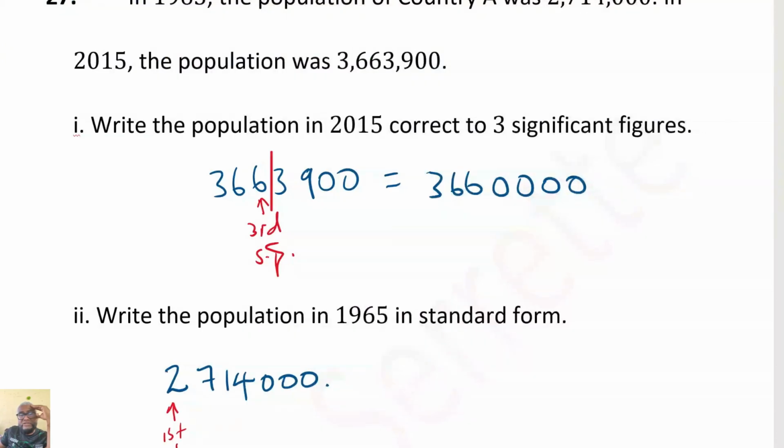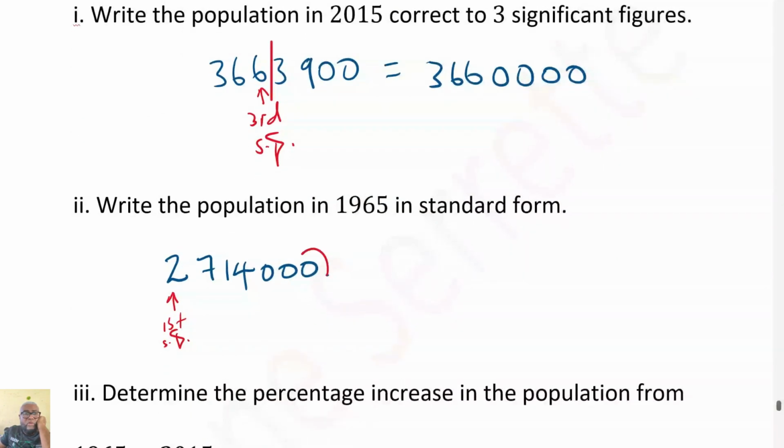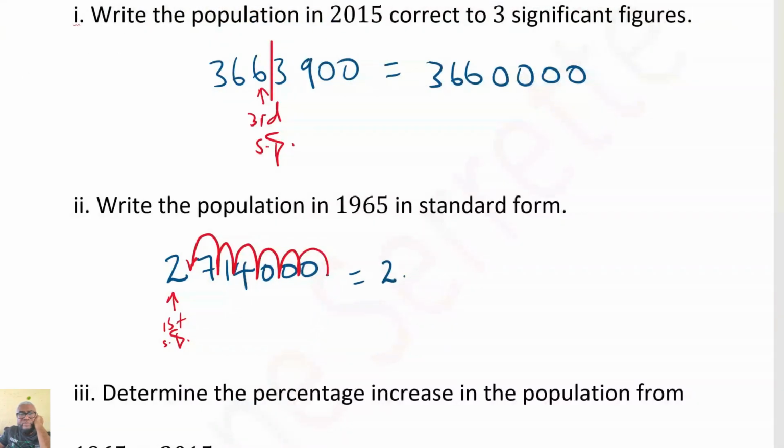So watch the movement here now. We move 1, 2, 3, 4, 5, 6 times. Everybody agrees? So this will become 2.714. All those other zeros can go. Multiply by 10 to the power of how many times I moved my point? 6. If you're going to the left, the power of 6 is positive. If you're going to the right, the power is negative. Going to the left is positive.